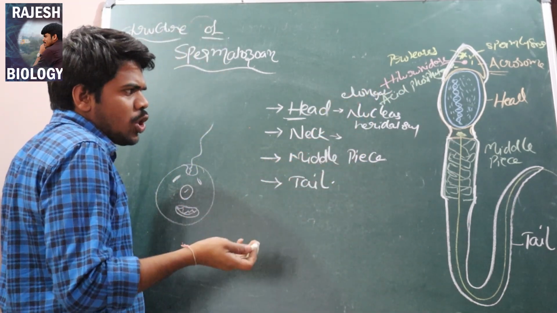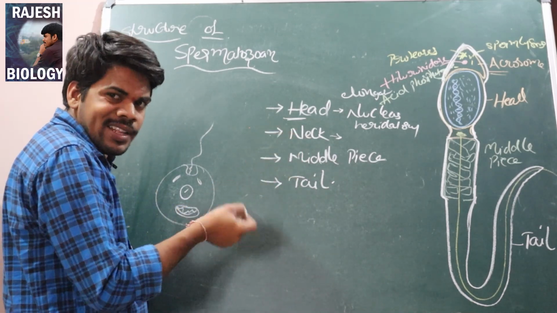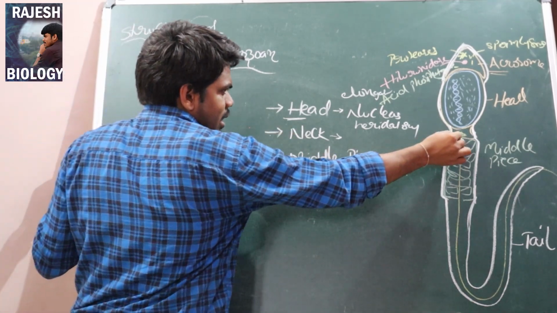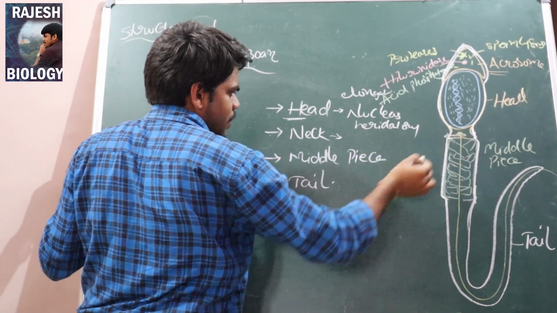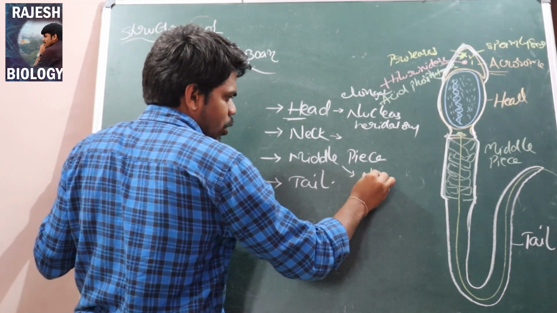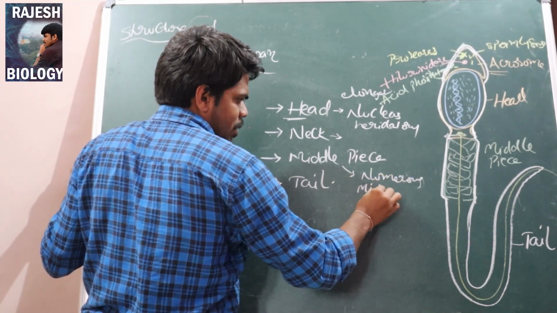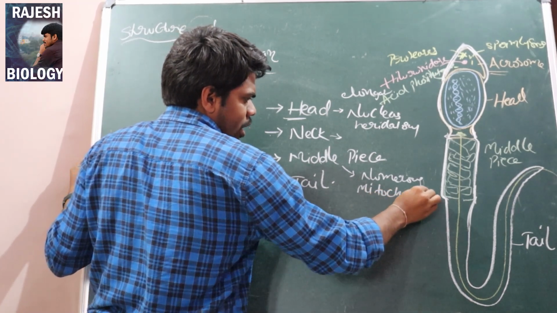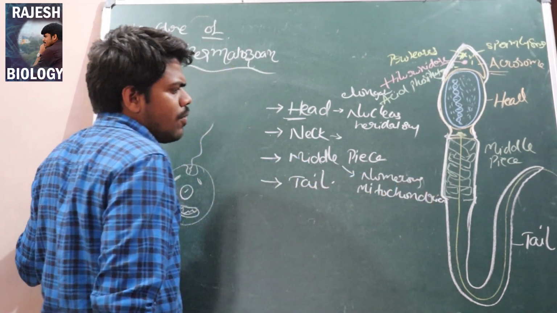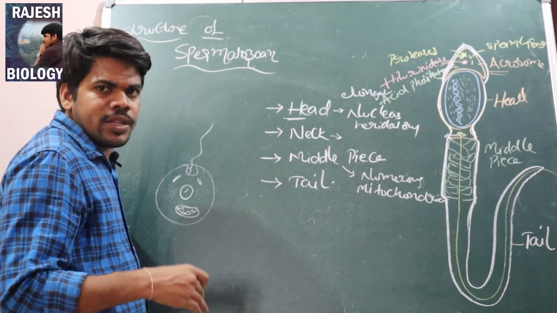The neck is the attachment between the head portion and the middle piece of this cell, and within this the distal centriole is present. Come to the middle piece. The middle piece contains numerous mitochondria, and these mitochondria help in providing energy for sperm motility outside the body.